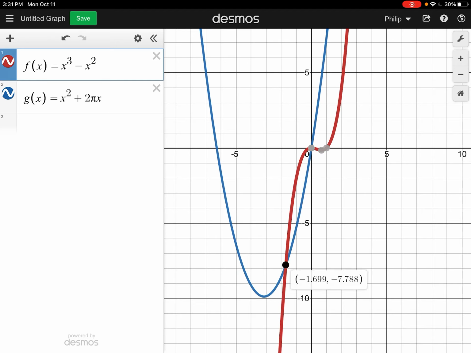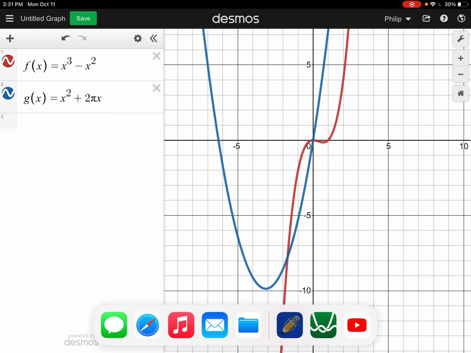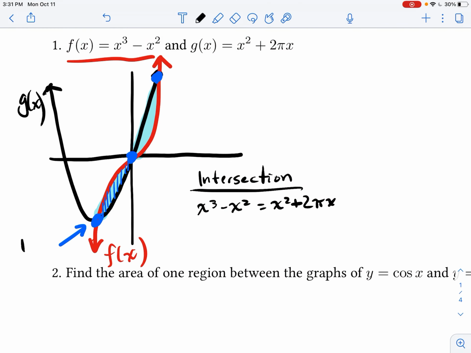So hopefully you found something like this here. And so you see that these two graphs intersect at negative 1.699 and also here at 0, 0. So those are the two bounds that we're going to use for my intersection. So let me go back to my notes. And so negative 1.699 and this here being x equals 0. Those are where my graphs are intersecting.